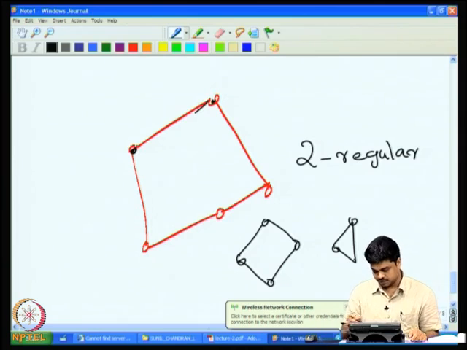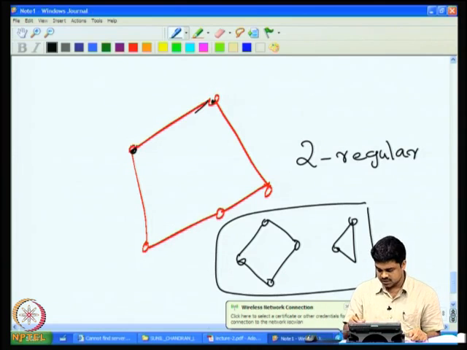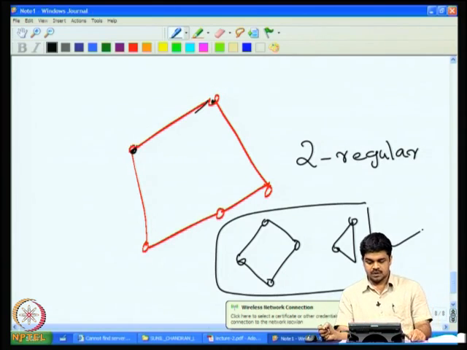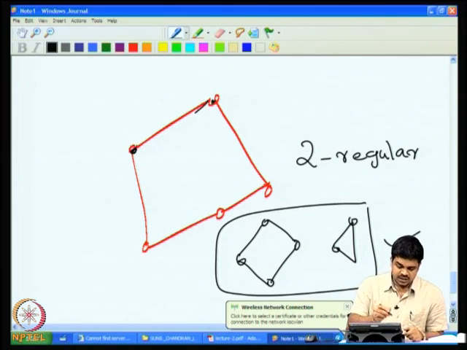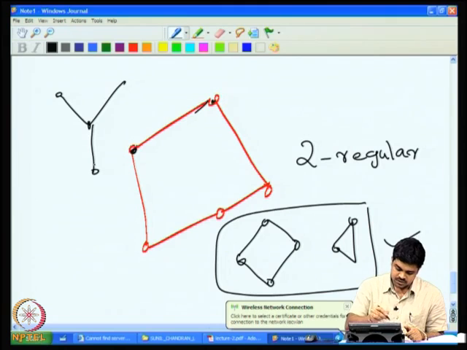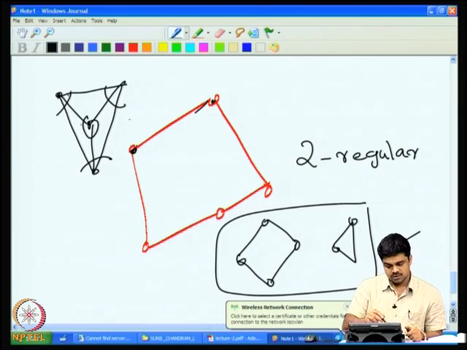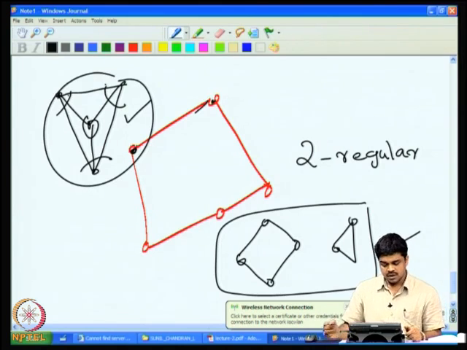This is a 2 regular graph together, though it is not connected, but this is also a 2 regular graph. And if I want a 3 regular graph, let us consider this graph. So, I am just putting like this, this is a 3 regular graph. The degree of this vertex is 3, there are 3 edges incident on this vertex, here also 3, here also 3. So, this is a 3 regular graph.